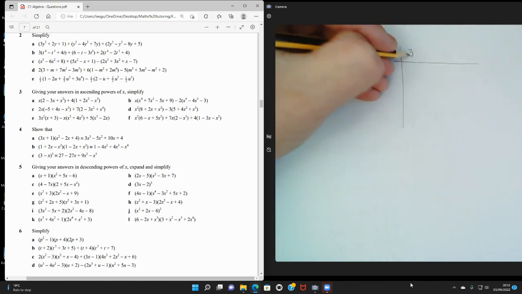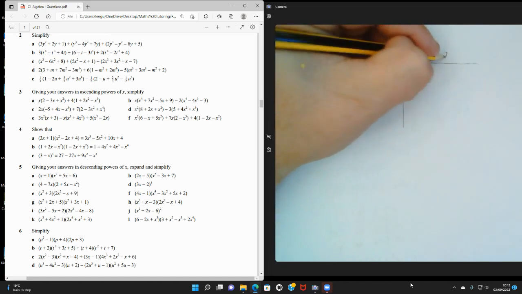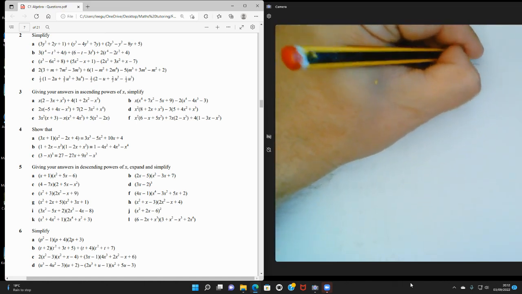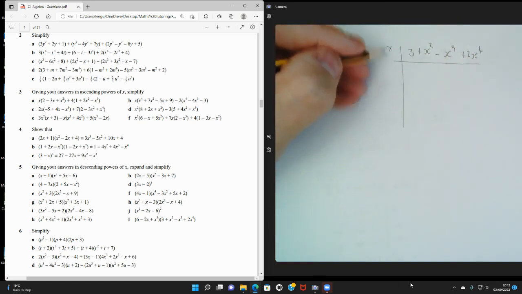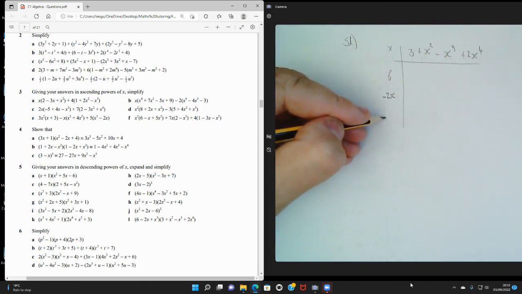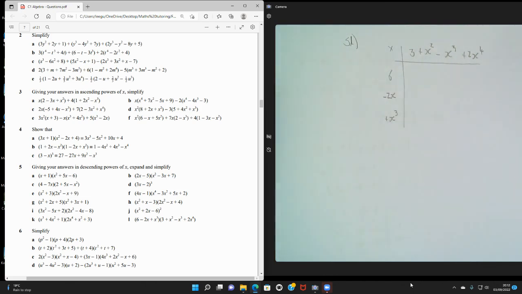So we've got 3 plus x squared minus x cubed plus 2x to the 4th, and that is all multiplied by 6 minus 2x plus x cubed. Okay, so let's have a little look at this one. I'm going to multiply all of these various terms to get the whole expression.